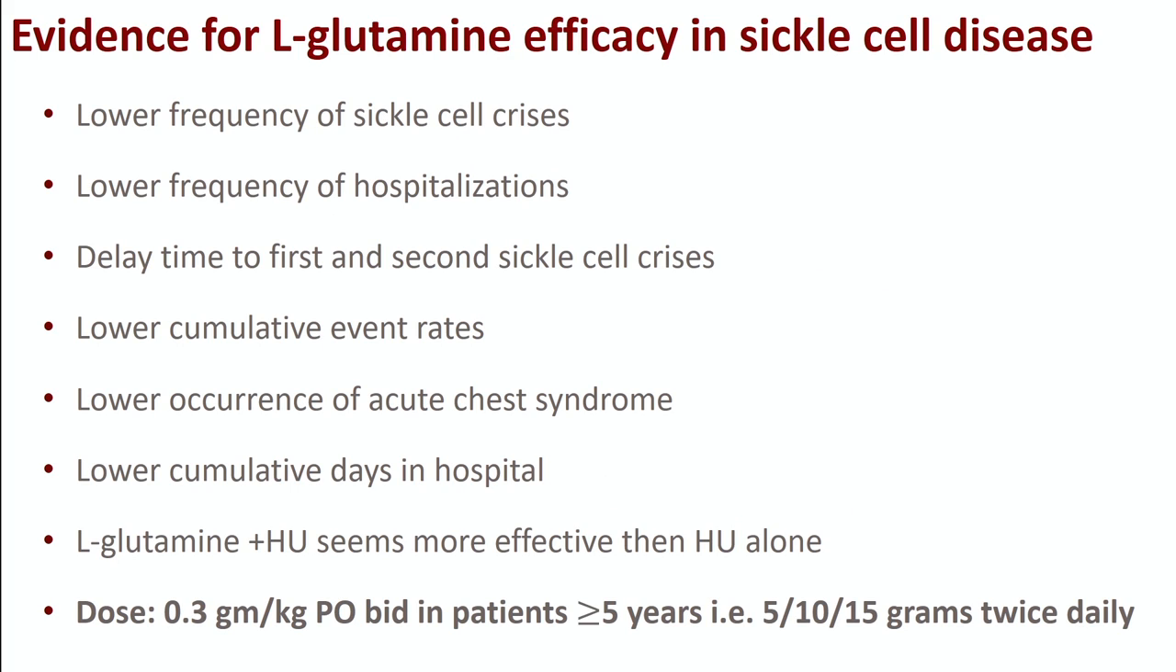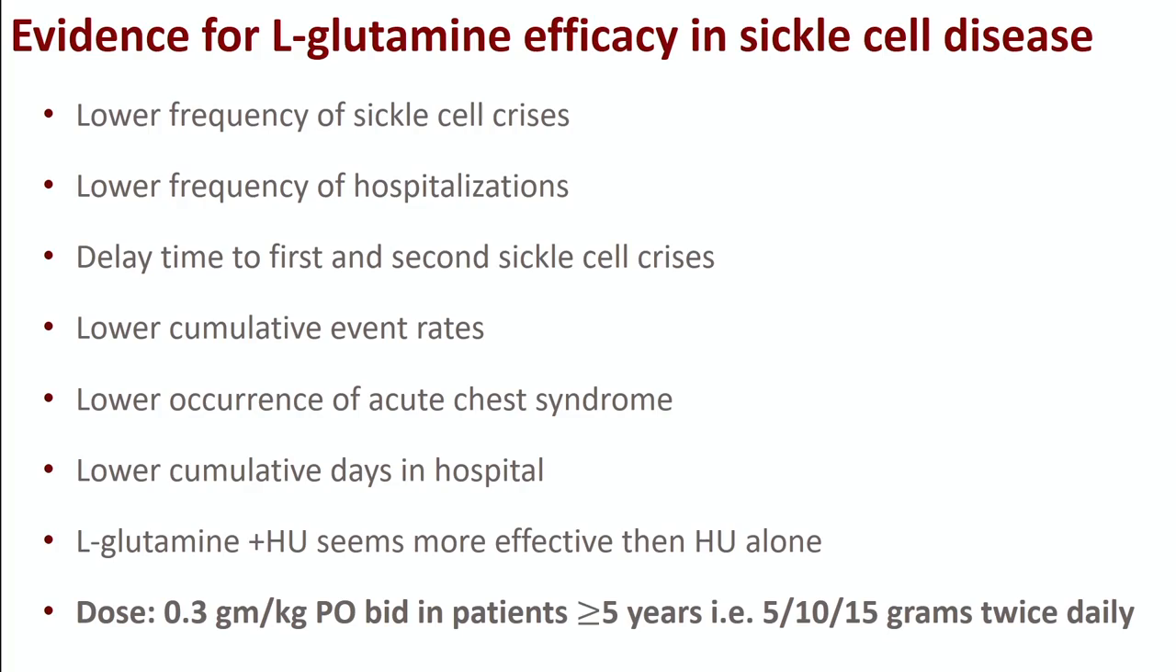So overall, this oral medication is taken twice daily. It's a powder formulation that's reconstituted in your beverage of choice. It can't be hot, but you can put it in anything you want, basically. Taken twice a day, it can reduce the frequency of crises, the frequency of hospitalizations, and the time to your next episode of crisis. And it didn't matter if you were on hydroxyurea, but it seemed that if you were on hydroxyurea, you still had an added benefit with L-glutamine.